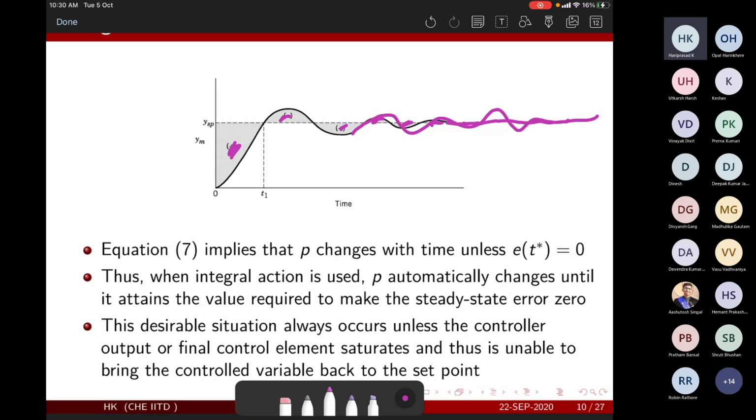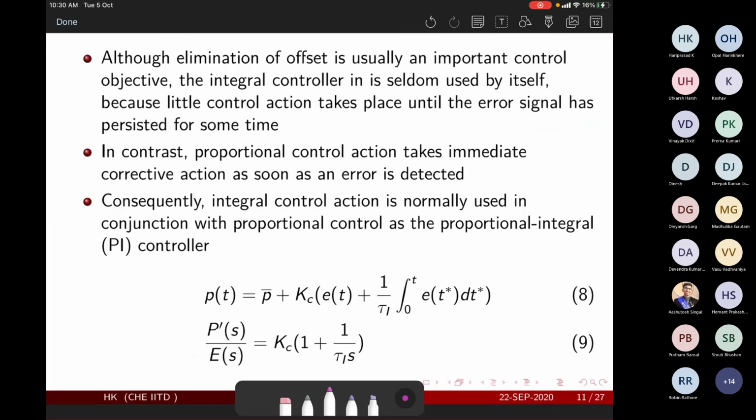Either your final control element, which is your control valve, will go bad, or even your final product specification can go.